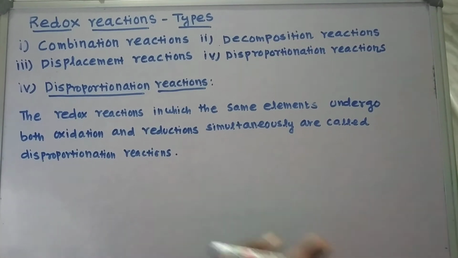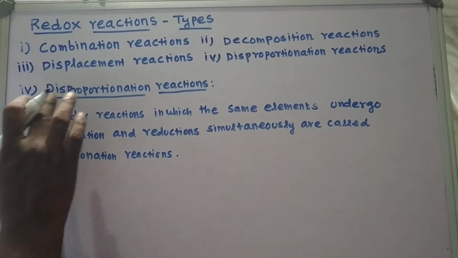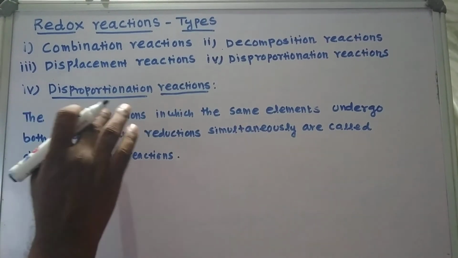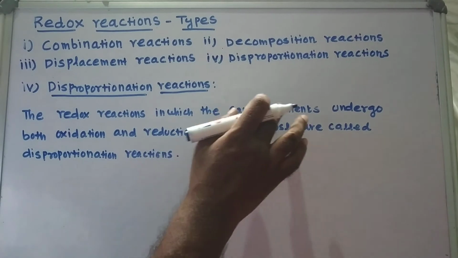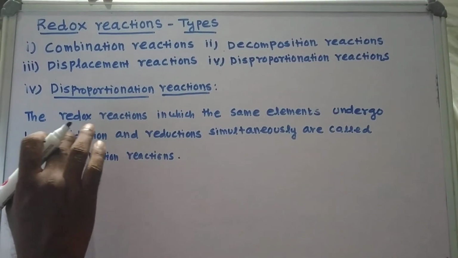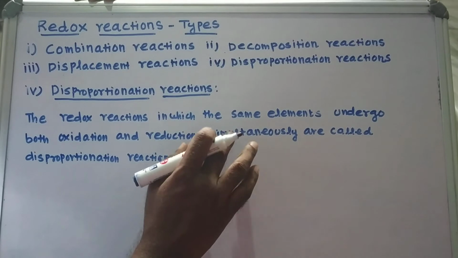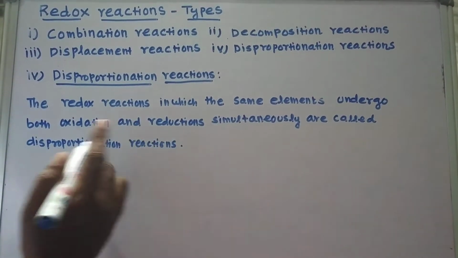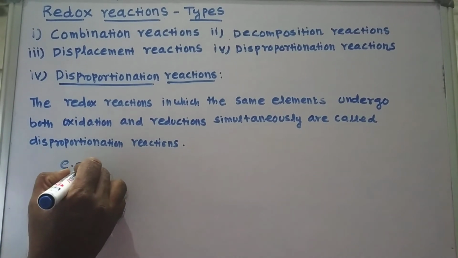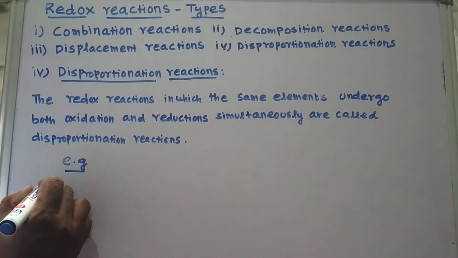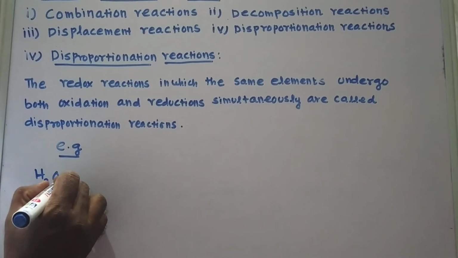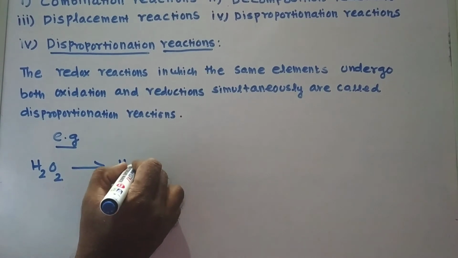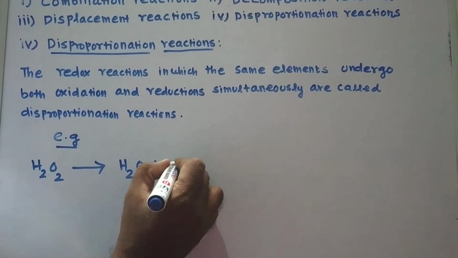Okay students, now we are going to discuss the fourth one, disproportionation reactions. This is a special one. The redox reactions in which the same element undergoes both oxidation and reduction simultaneously are called disproportionation reactions. Now we are going to see the examples. Let us consider hydrogen peroxide, H2O2. Hydrogen peroxide on decomposition forms H2O and O2.